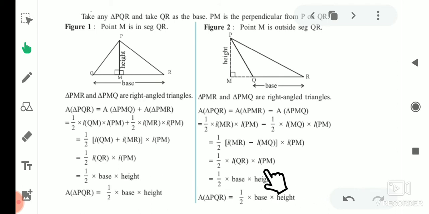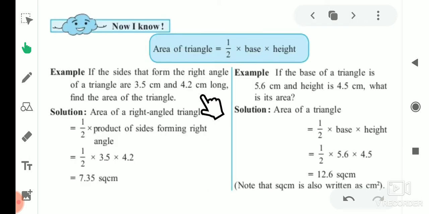So from both the examples, we see that the area of any triangle will be equal to half base into height. If height is not given, we draw the height by drawing the perpendicular on the base. Okay. So we conclude that the area of any given triangle is half into base into height.